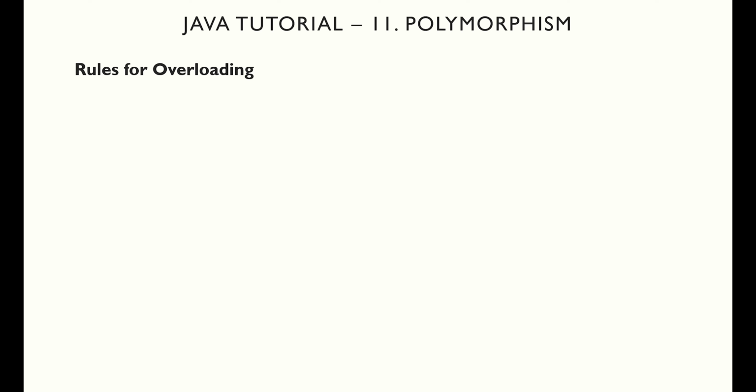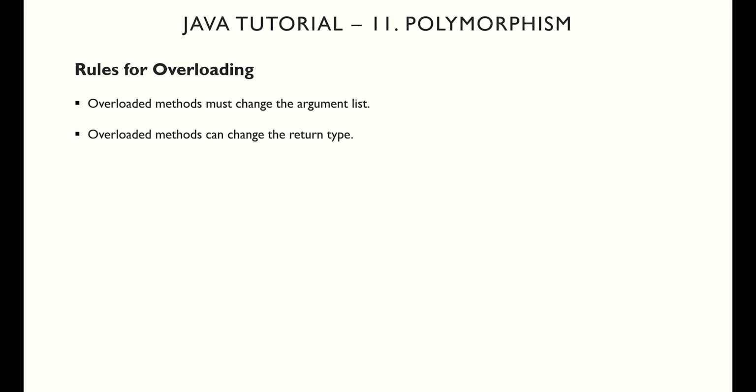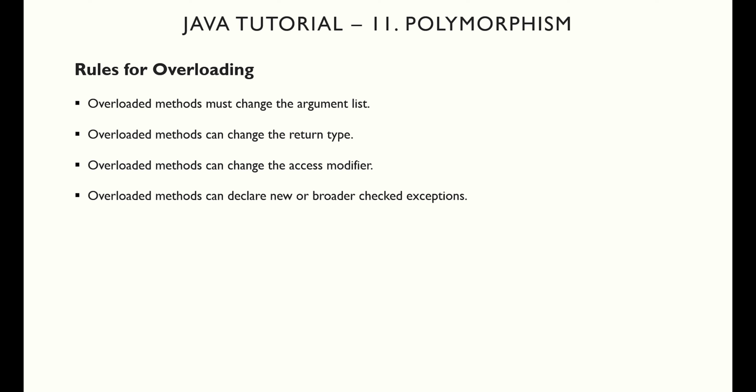Rules for overloaded methods. Overloaded methods must change the argument list. Overloaded methods can change the return type. Overloaded methods can change the access modifier. Overloaded methods can declare new or broader checked exceptions. A method can be overloaded in the same class or in a subclass.